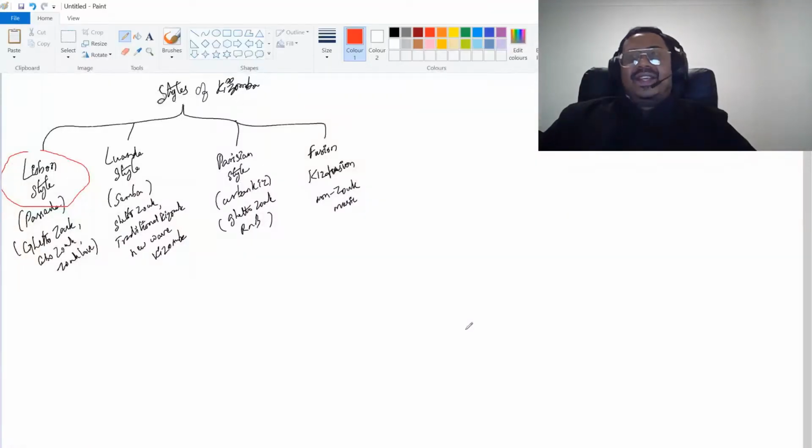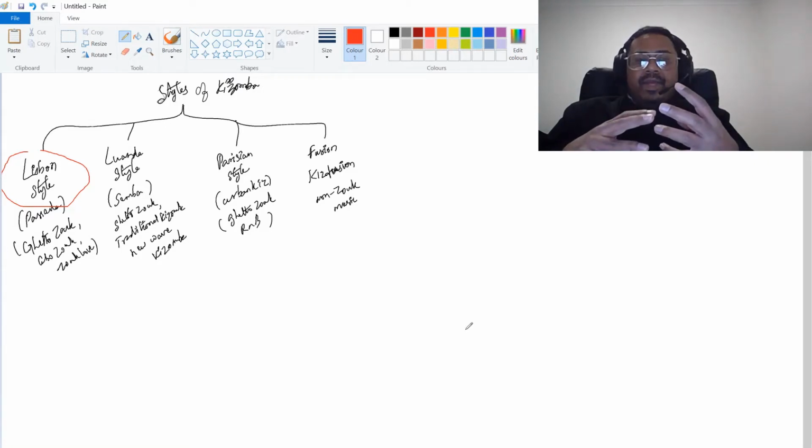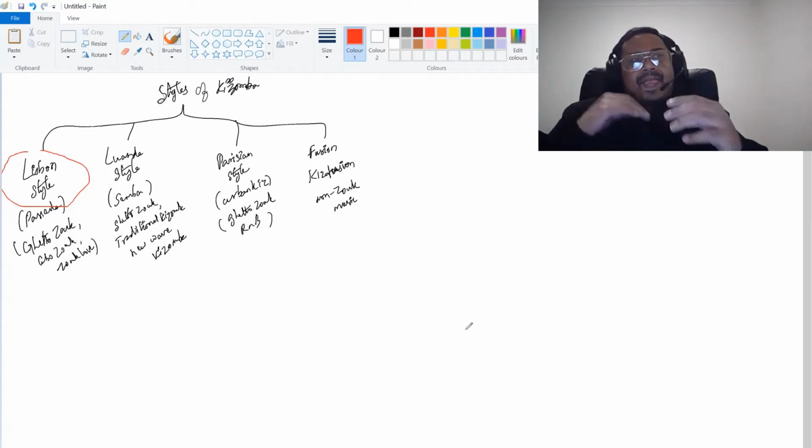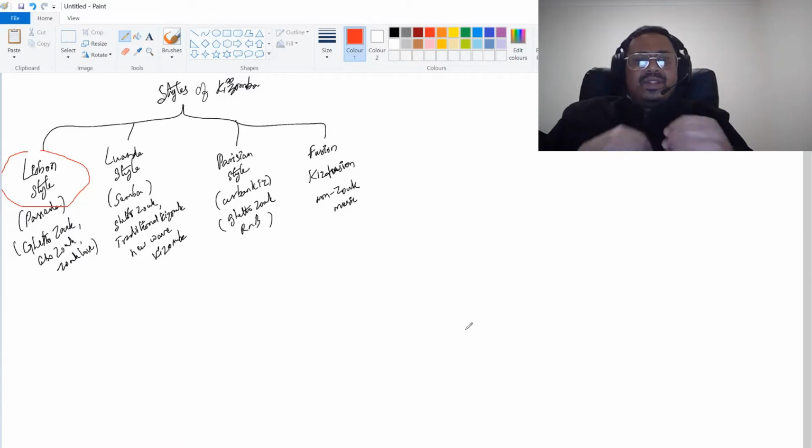So this is just an example of what Lisbon style kizomba is. Although lately I've been noticing that this Lisbon style is slowly being taken over by the Luandan style, which is the next style of kizomba. The Luandan style of kizomba.